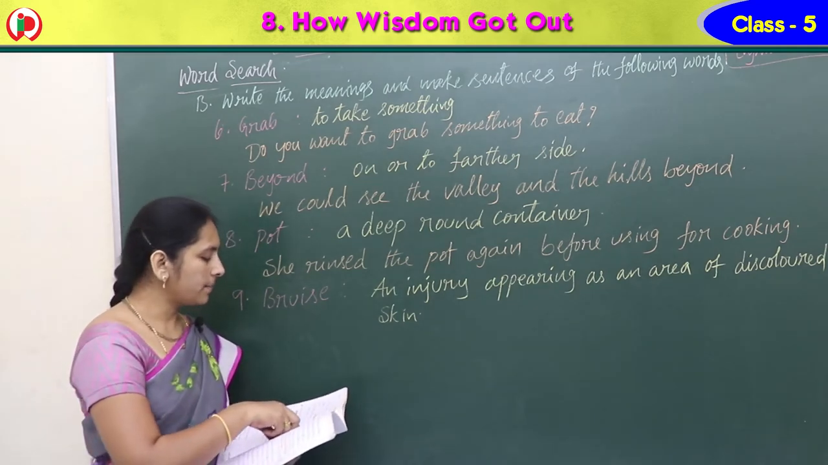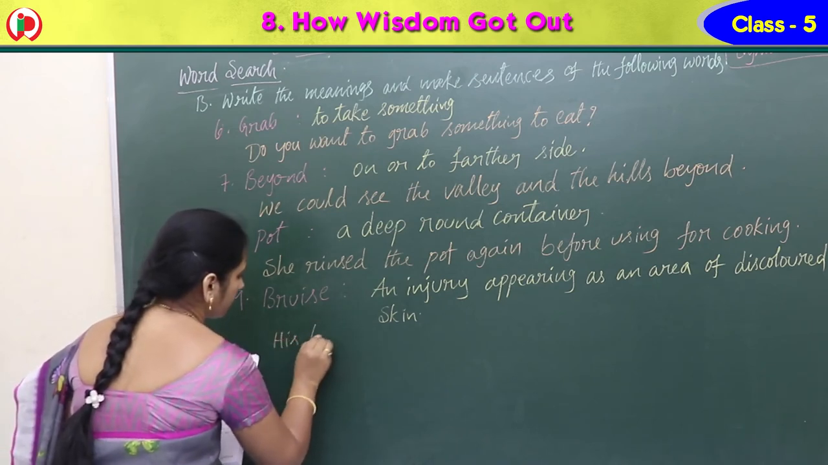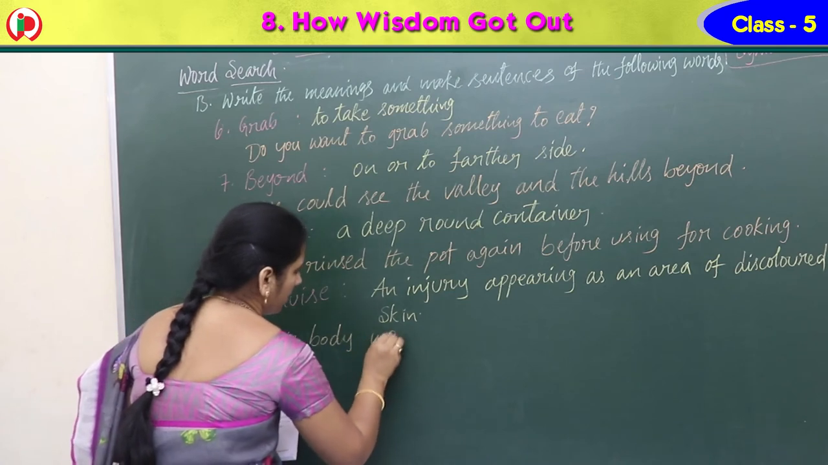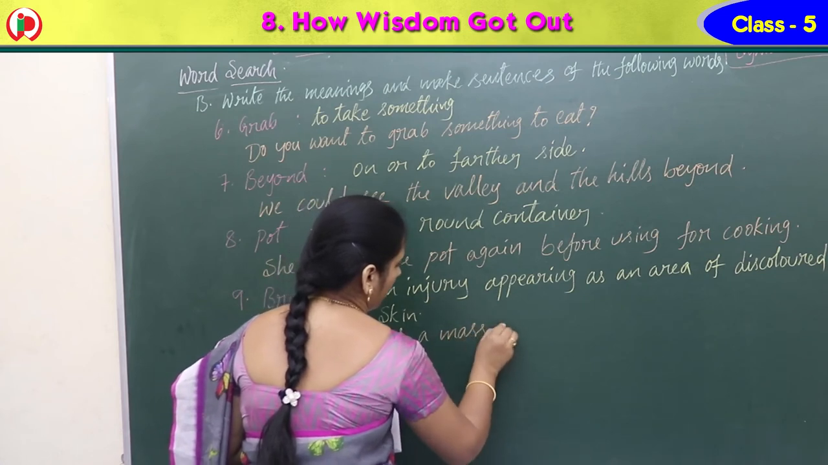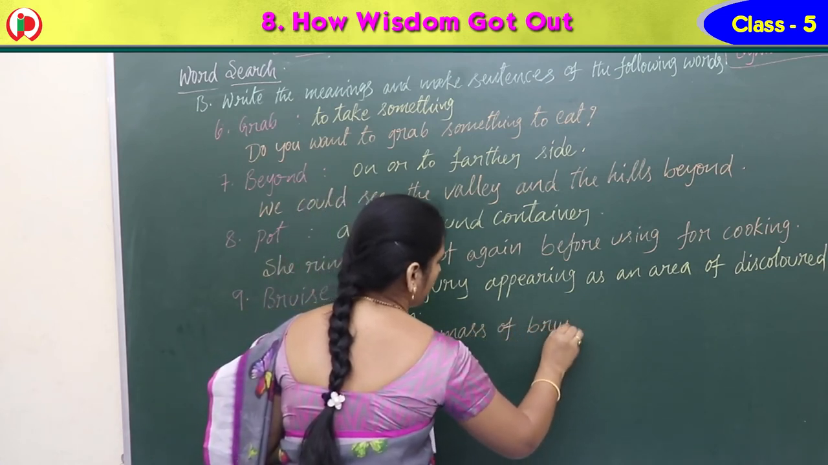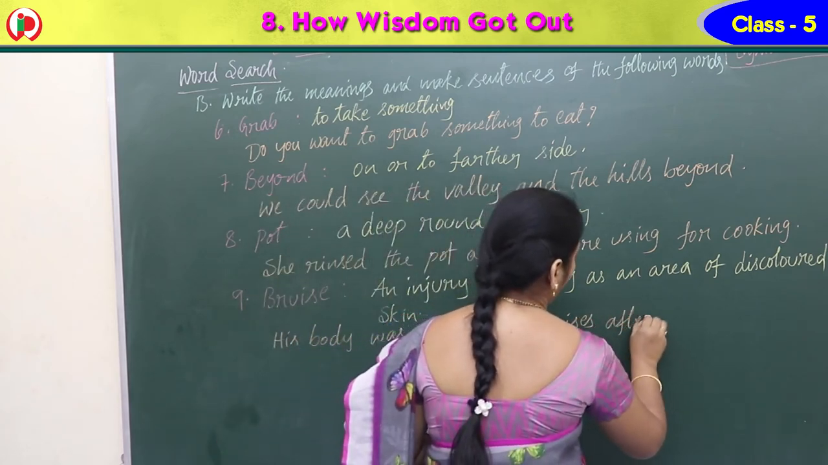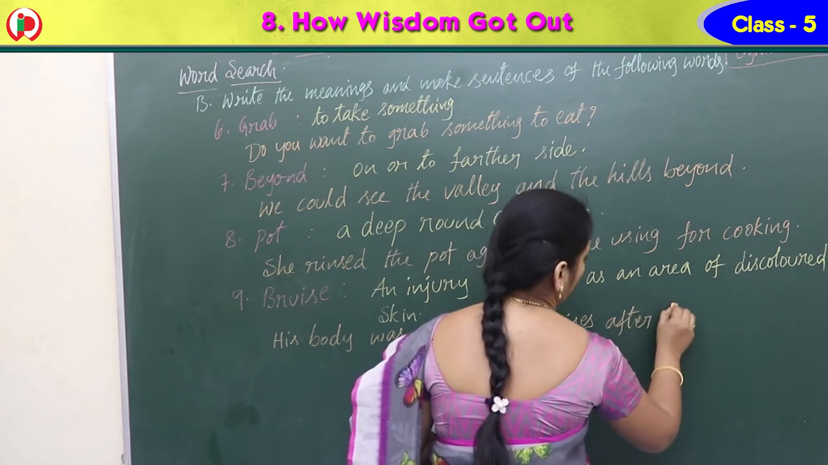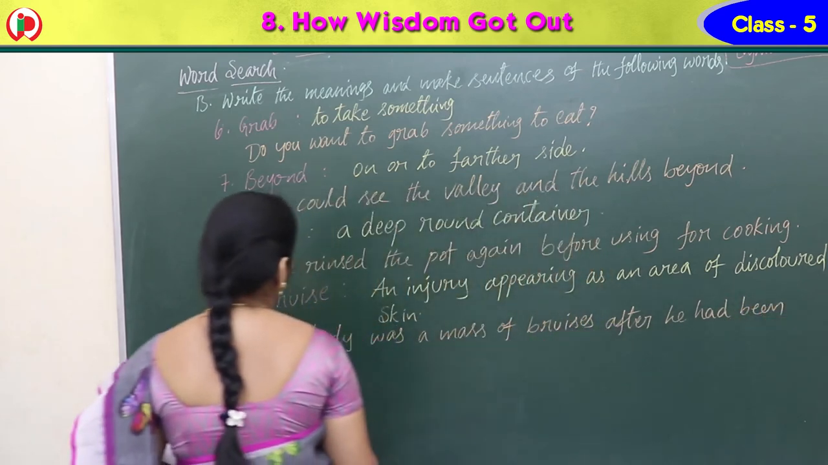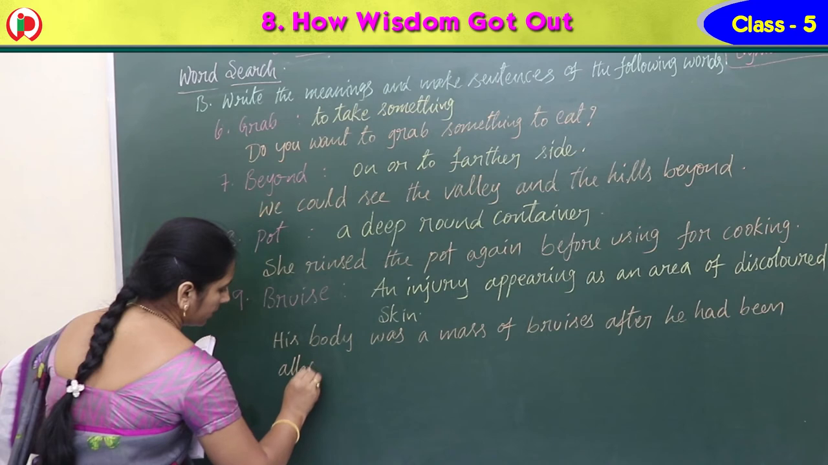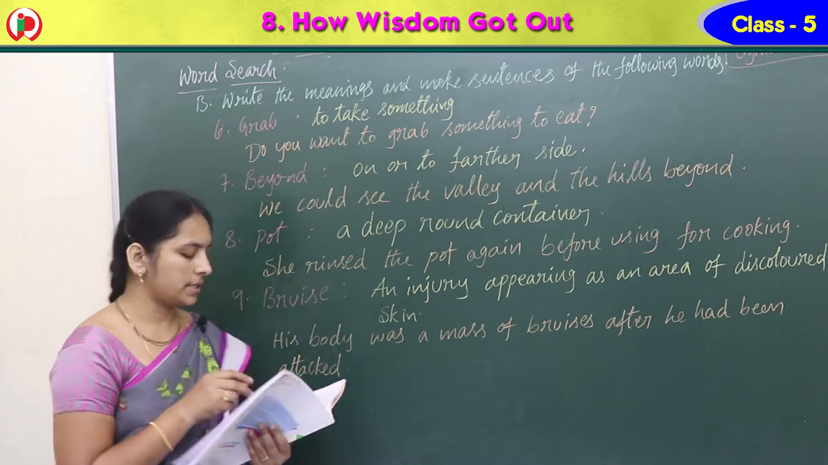Okay, so write the sentence for this. His body was a mass of bruises after he had been attacked. That means there are so many. So someone attacked him, then he got so many bruises, injuries, marks.